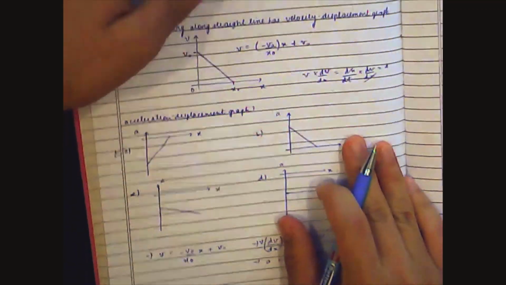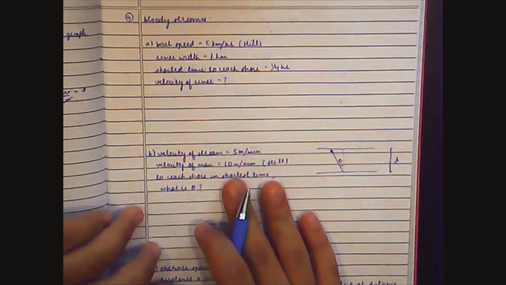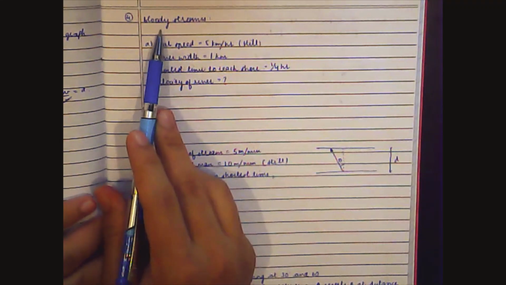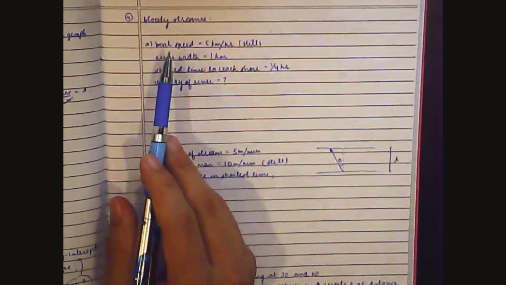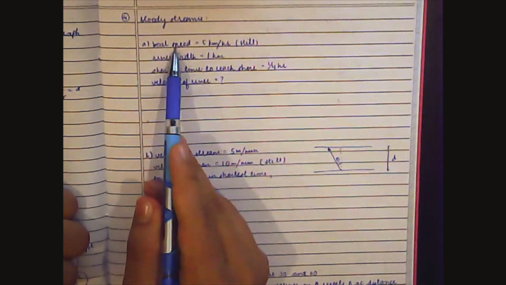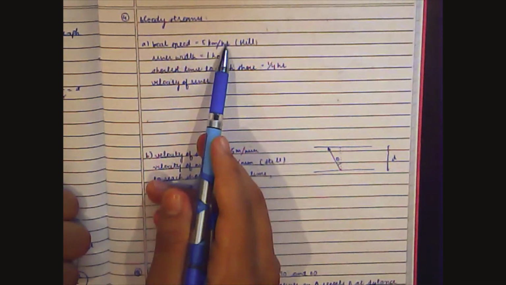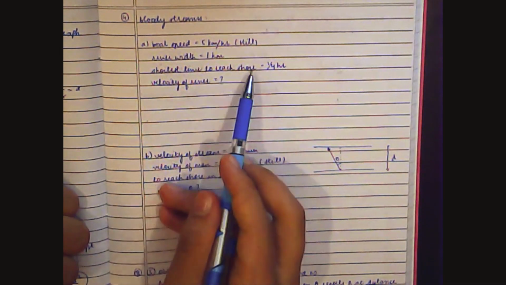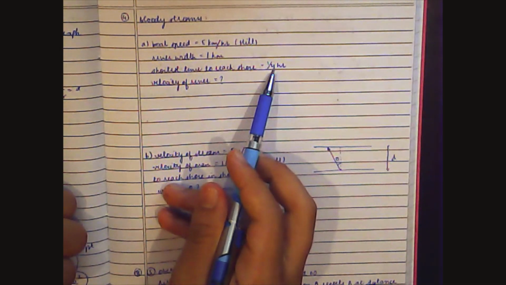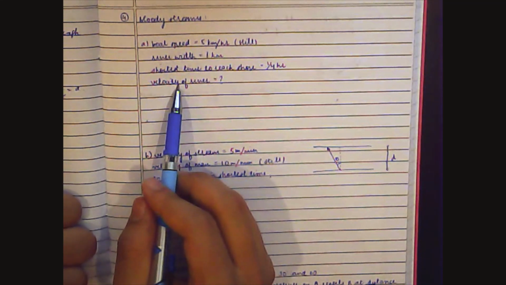Now let's move on to the fourth question. Okay, now the fourth question is basically, I call it the bloody streams. There's an A part and there's a B part. So we're told that the boat speed in still water is 5 kilometers per hour. The river width is 1 kilometer. Shortest time to reach the shore is 1/4 of an hour. What is the velocity of the river?